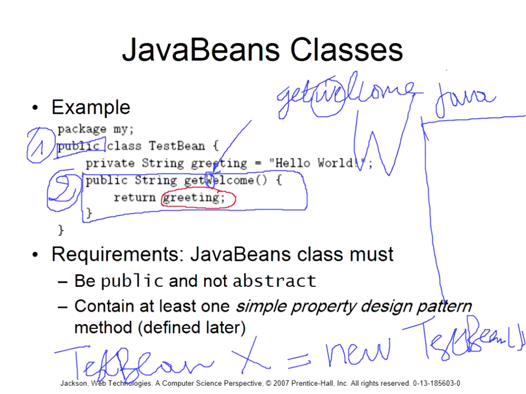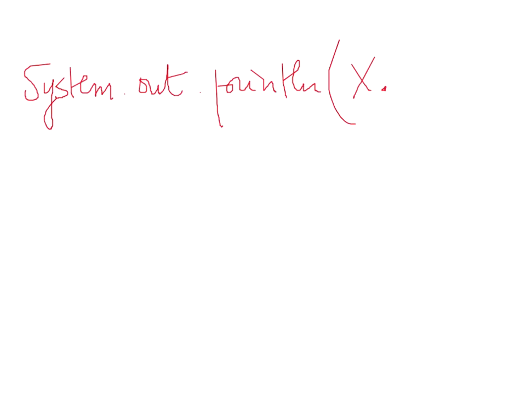X dot greeting, but greeting here is private. So x.getWelcome. Yes, x.getWelcome, because greeting is private. System.out.println(x.getWelcome()). This is in Java.